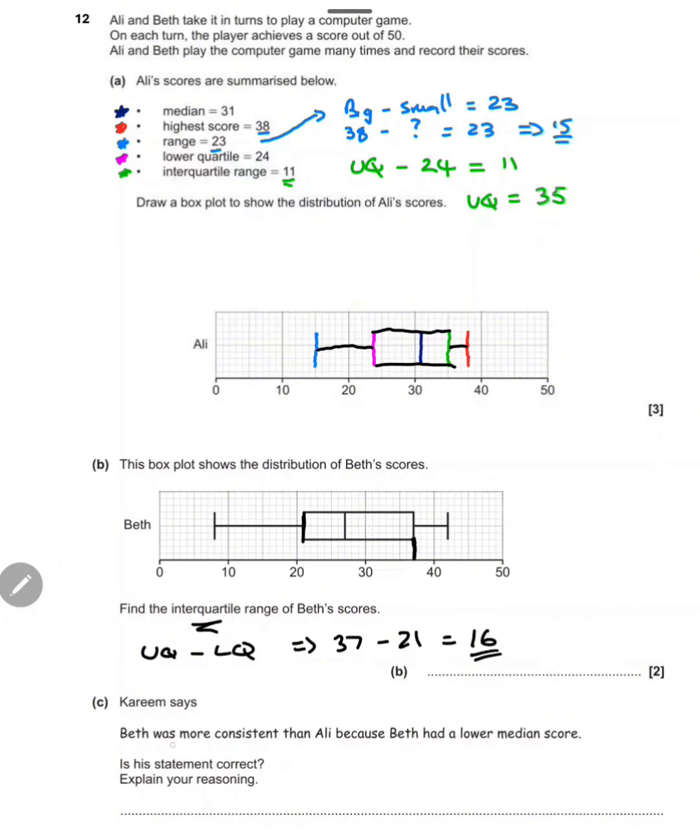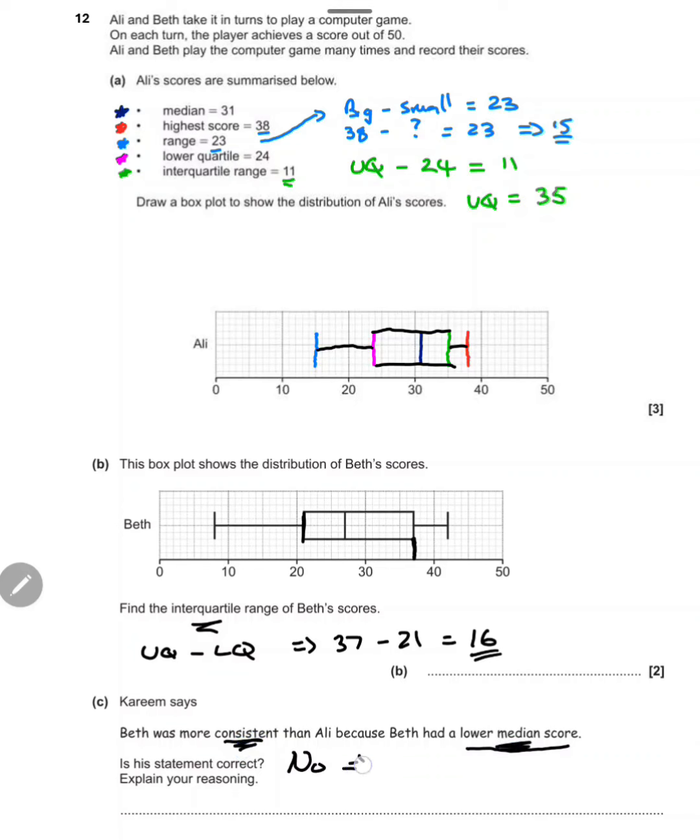Now part C, my pal Kareem says Beth was more consistent than LA because Beth had a lower median. Is he correct? Why or why not? Well, these guys are never correct. I feel a bit sad for them sometimes because they never get it right. He's saying consistent and then using the median. And that's not what we do.